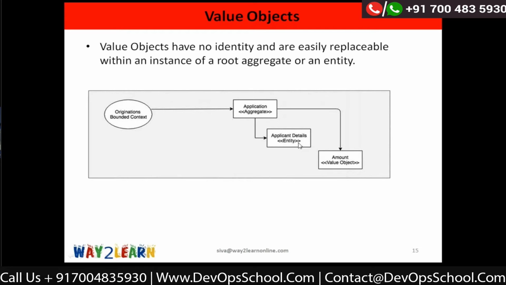But applicant without an application doesn't have any sense, right? So that's how. Entity has its own identity, but it cannot exist independently. It always belongs to some aggregate. And every loan application also has a loan amount. Loan amount does not have its own identifier. It is just a value object. It is used to hold some values, right?